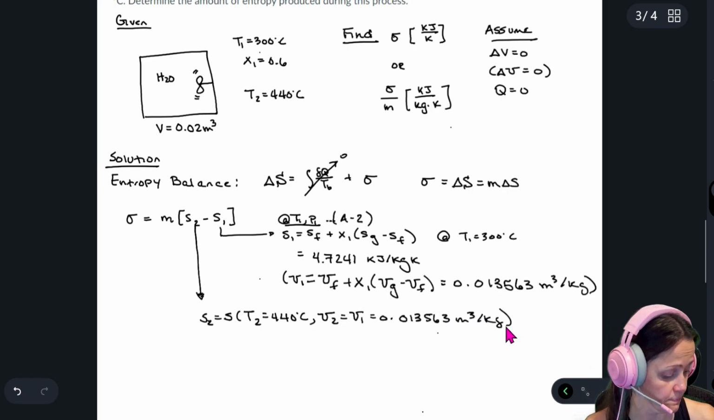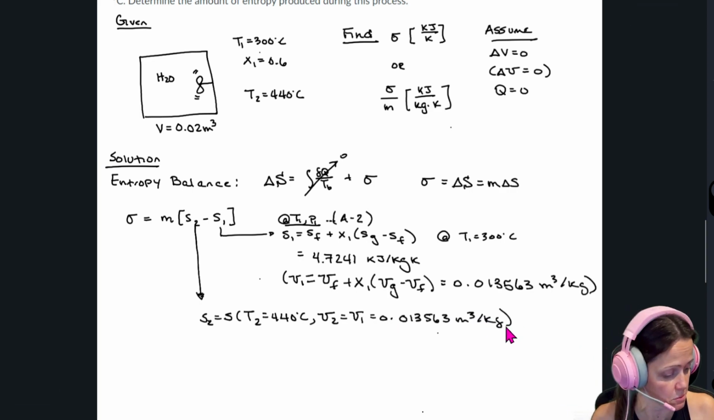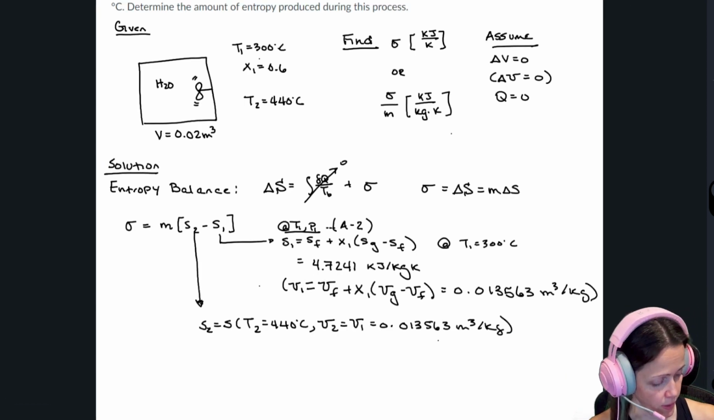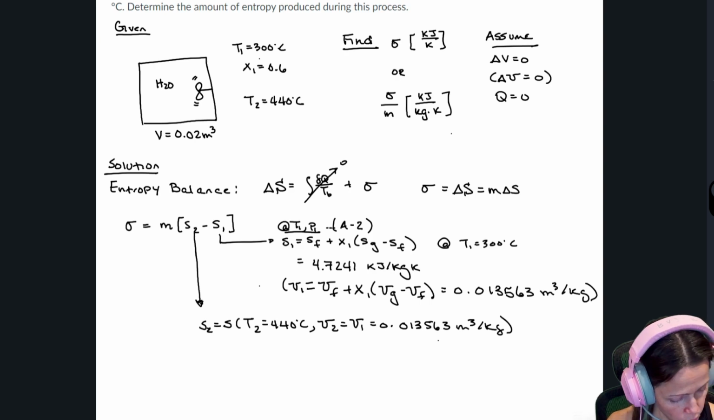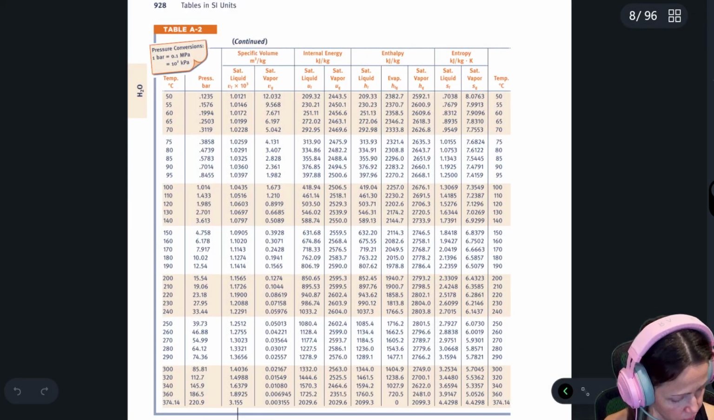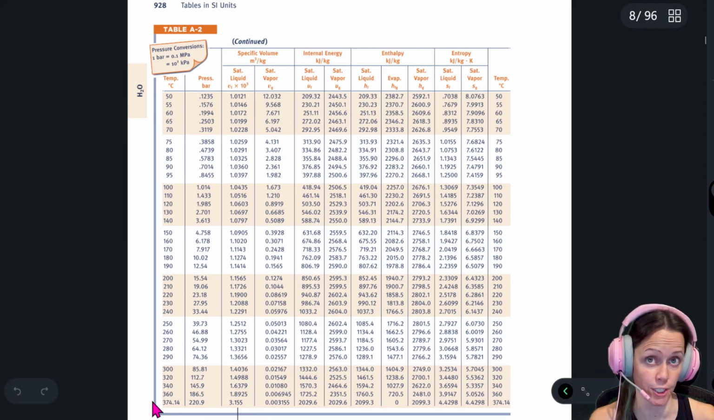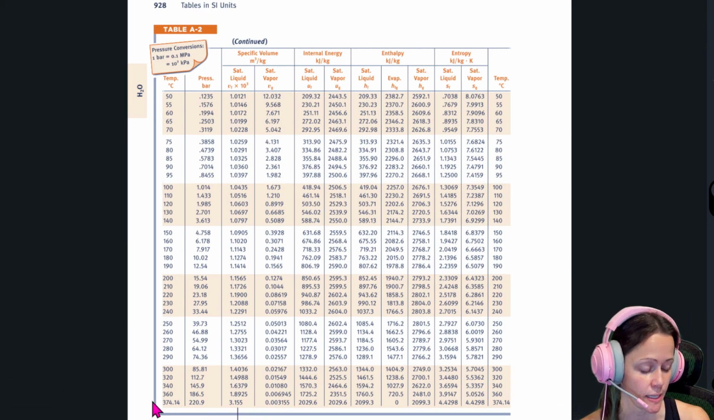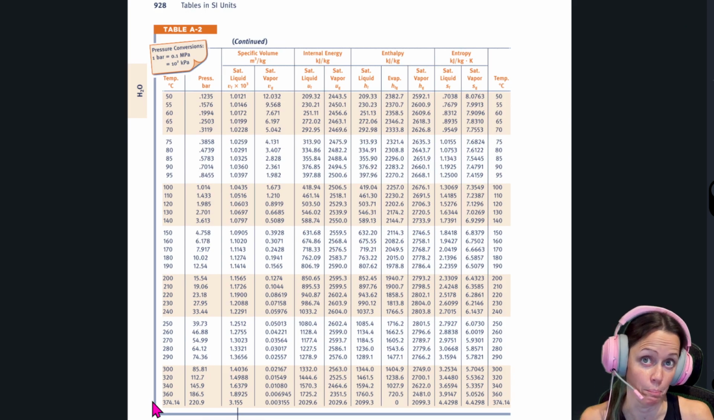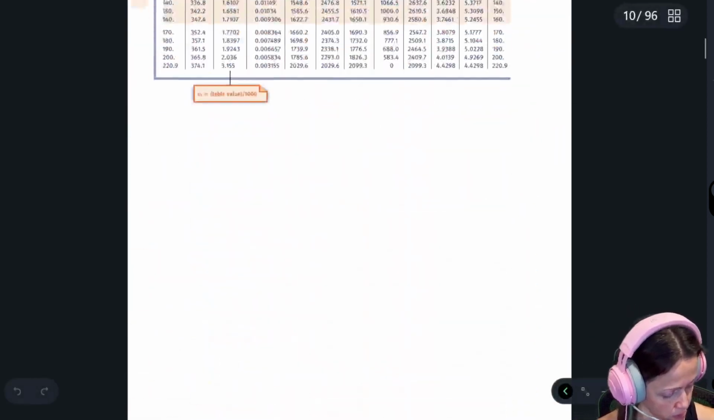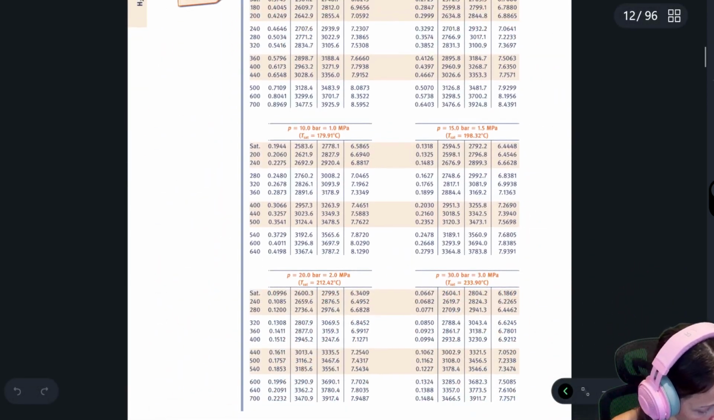All right, and so I can look at my tables, might as well. Let's go ahead and pull those guys up. So 440, and then we've got our specific volume here. If I look at my saturated tables, A2, I can see that my critical temperature is 374 and change. I'm above that because I'm at 440 degrees Celsius, so I need to go into my superheated tables. It's above that critical point.